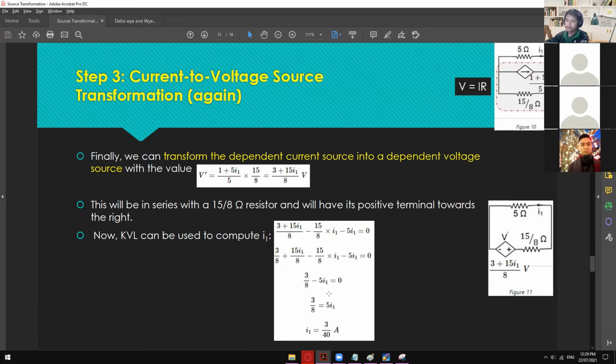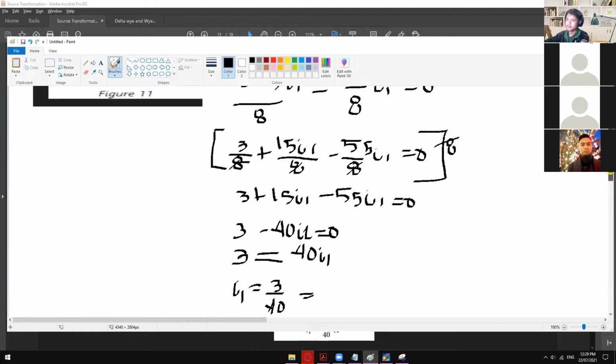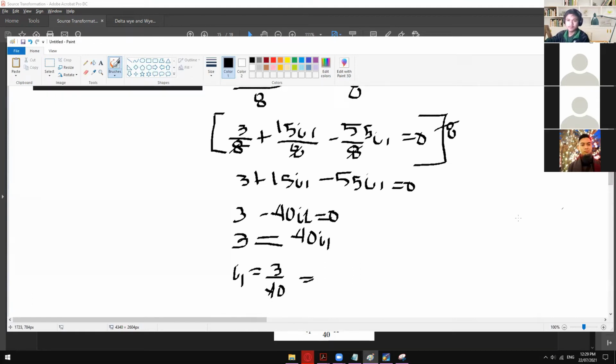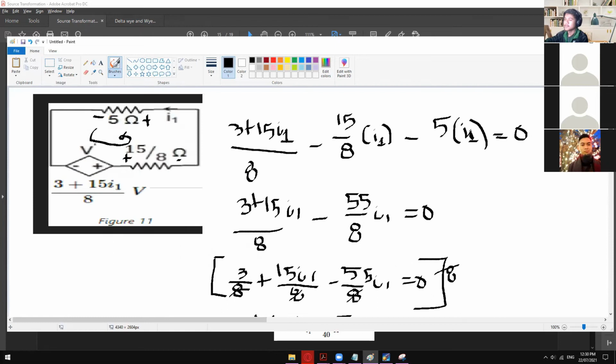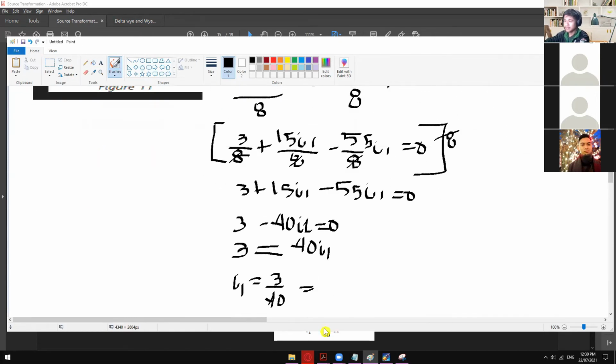So are we clear so far? Are you guys able to follow my solution, my messy solution? Yes, sir. Okay, so yeah, you can use KVL, you can use KCL, so that completely depends on you. But you can just simply use Ohm's law if you want, as long as it's applicable.